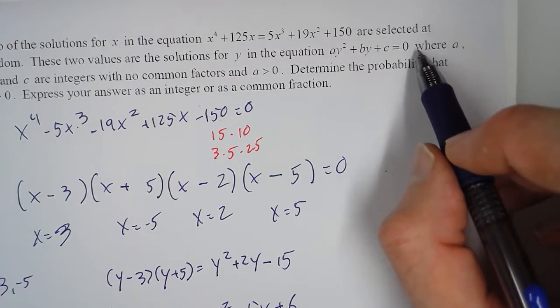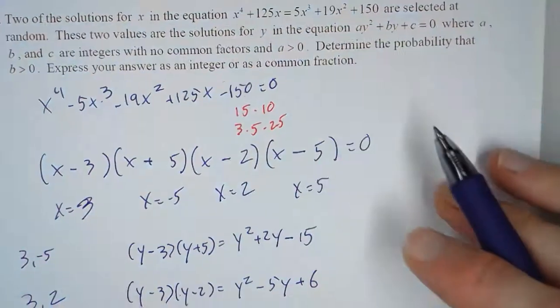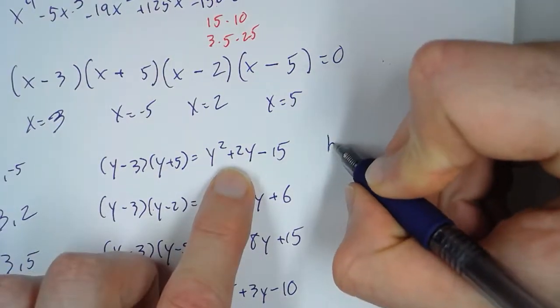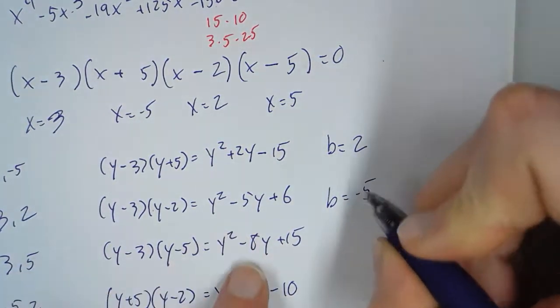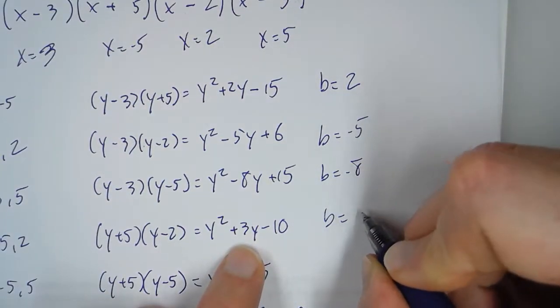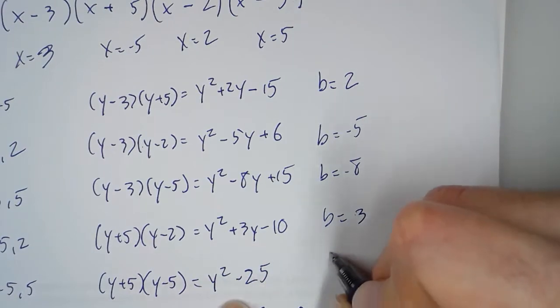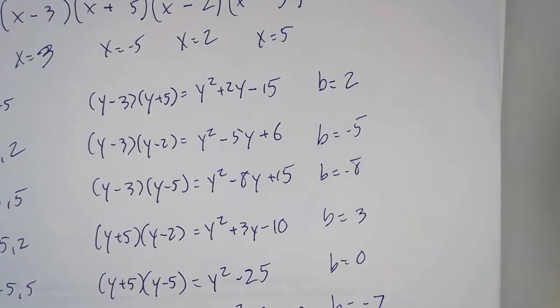Now, what we're concerned with is we want to determine the probability that b is greater than 0. So in this problem, b equals 2. In this problem, b equals -5. Here, b equals -8. Here, b equals 3. Here, b equals 0. And here, b equals -7.